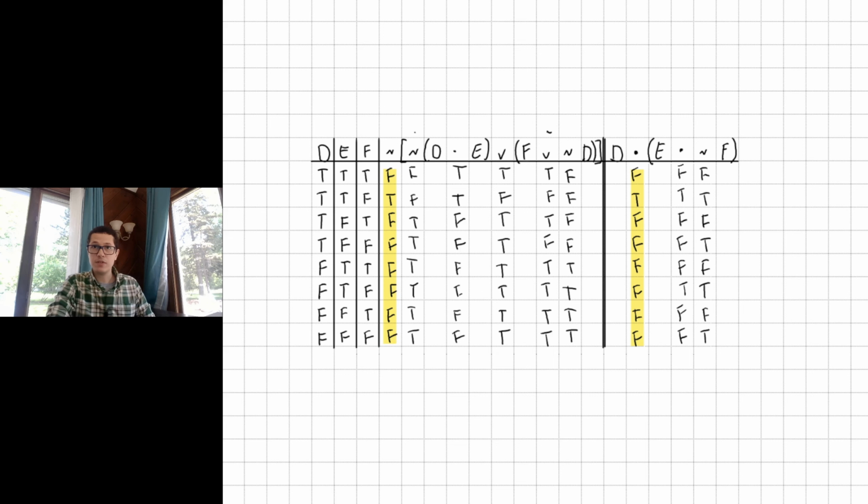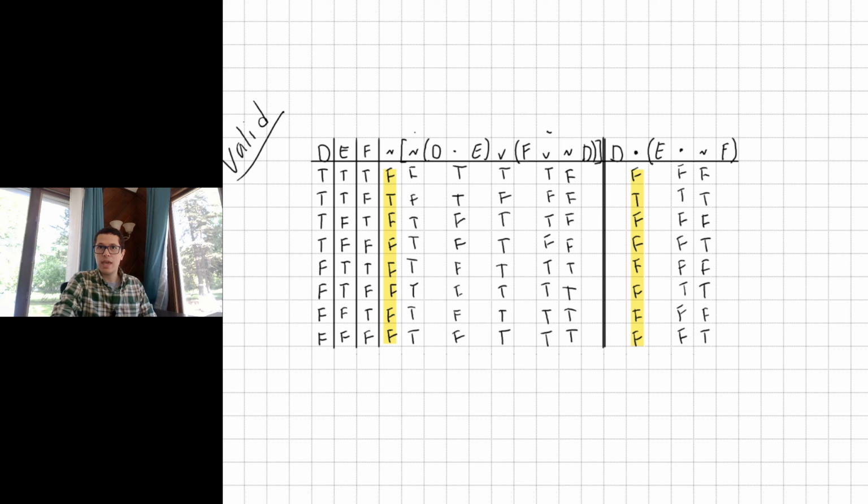And now what's left is we just need to check to see if there's any row in which the premise, in this case just one premise, is true and the conclusion is false. When we look at the first row, they're both false. Second row, they're both true. Third row, both false. Fourth, both false. Fifth, both false. Sixth, both false. Seventh, both false. Eighth, both false. Okay, so there is no row in which all of the premises are true and the conclusion is false. So we know that this argument is valid.